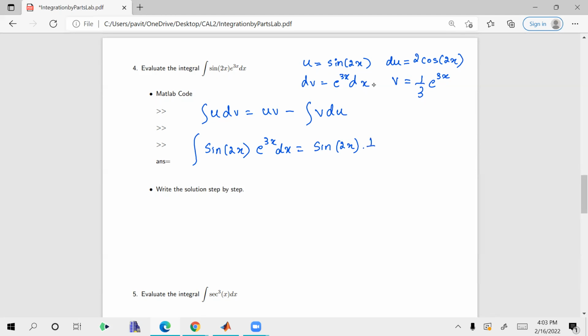So v is 1 over 3 e to the power of 3x, minus the integral of v, which is 1 over 3 e to the power of 3x, times du. du is 2 cos of 2x.